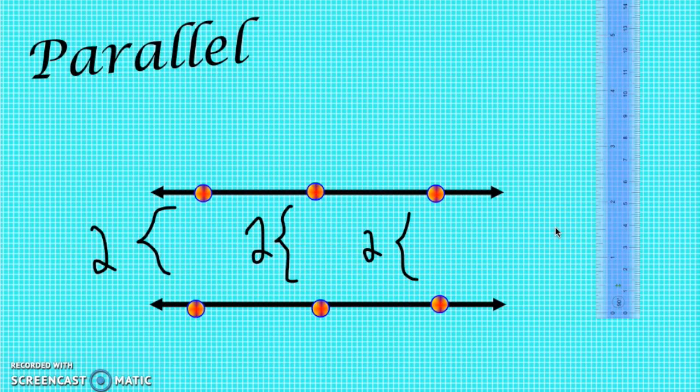If lines like this one never cross and always measure the same distance between them at any point along the lines, this indicates that the lines are parallel.